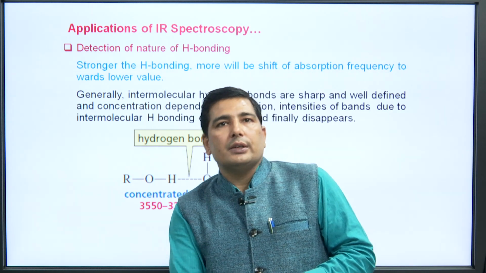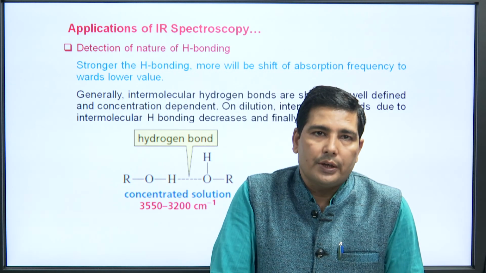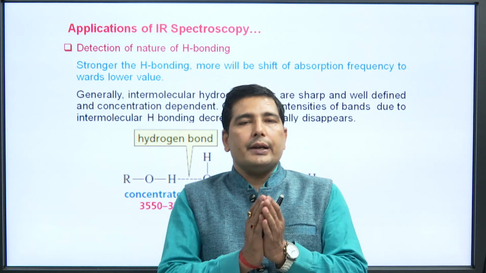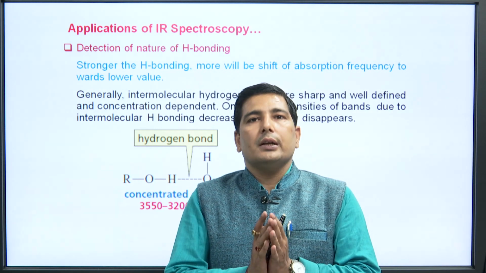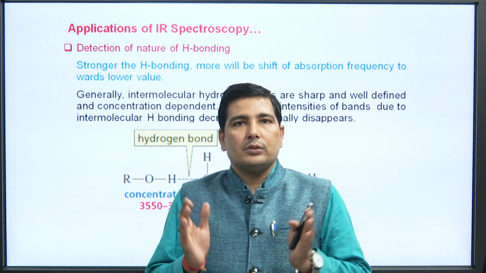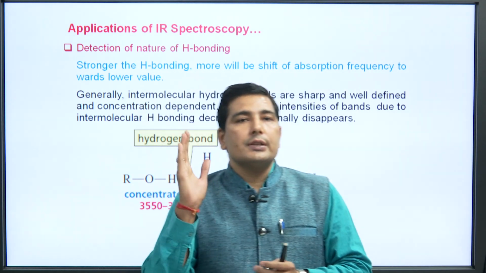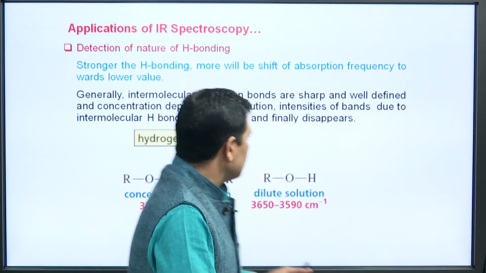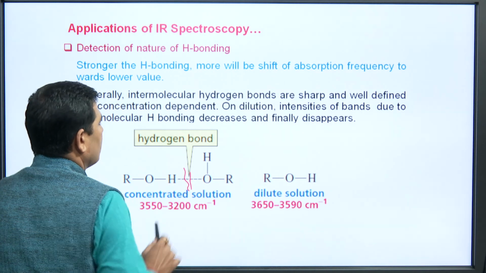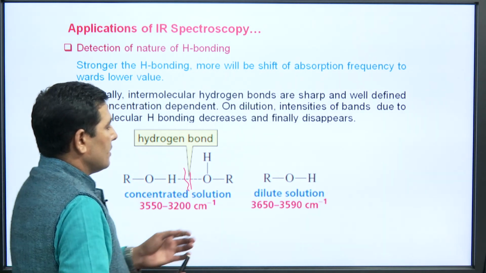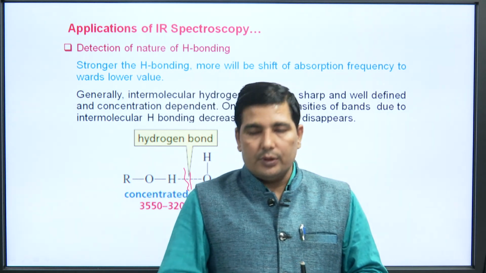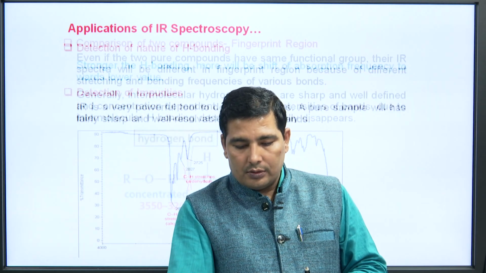For the detection of the nature of hydrogen bonding, as I have stated earlier, inter and intramolecular hydrogen bonding can be identified easily, because intermolecular hydrogen bonding is concentration dependent, meaning when the concentration is increased, the strength of hydrogen bonding will decrease, but if it is intramolecular hydrogen bonding, then there will be no effect.